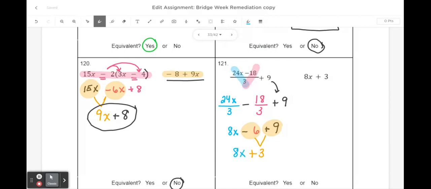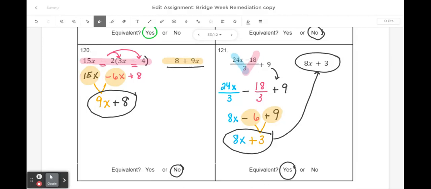Now, even though the original expressions looked very different from each other, when you compare the final result after you simplify, these actually do end up being equivalent. So it's very important to know how to simplify so you can tell when expressions or equations are actually equivalent to each other.